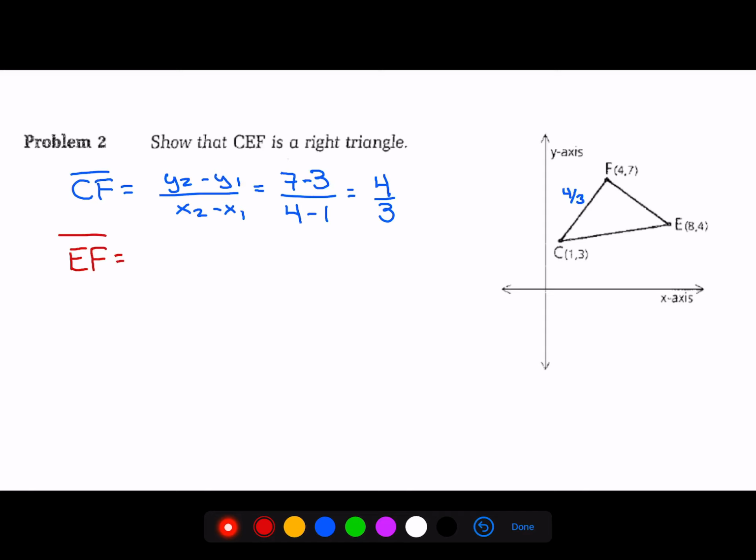For EF, we use the same equation. So now we have 7 minus 4 over 4 minus 8. 7 minus 4 is 3. 4 minus 8 is negative 4. So we have negative 3/4 is our slope. These slopes are opposite reciprocals of one another. So this is a 90-degree angle.